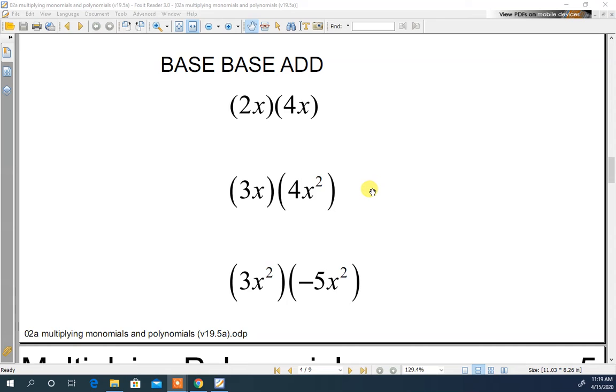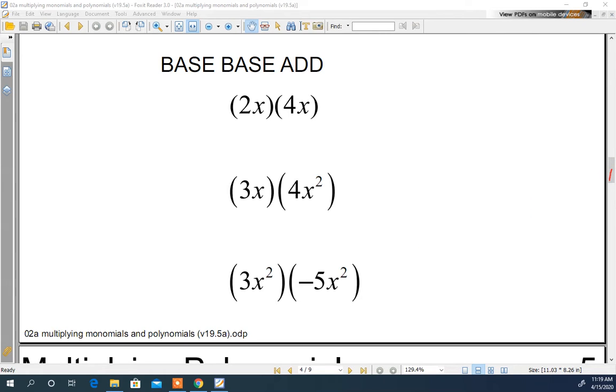And now a couple reviews of just how I multiply monomials. So right here I have 2 times 4, which is 8. Once again, these are not your notes yet. 2 times 4 is 8. X times x is x squared. 3 times 4 is 12. I have 1 x here, and I have 2 x's there, so this is x to the third. 3 times 5 is negative 15. And I have 2 x's here and 2 x's there, so it's x to the fourth. So that is how I multiply monomials.